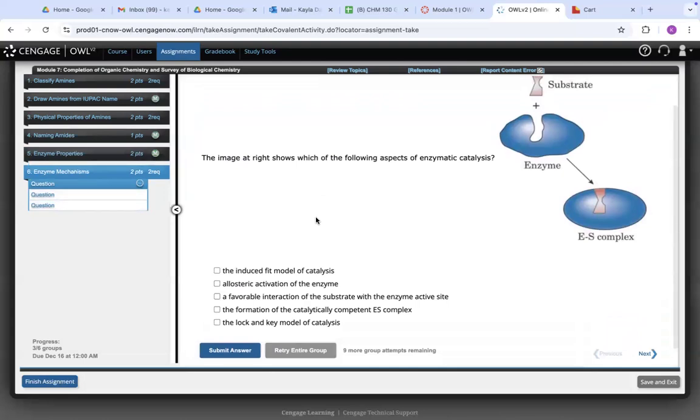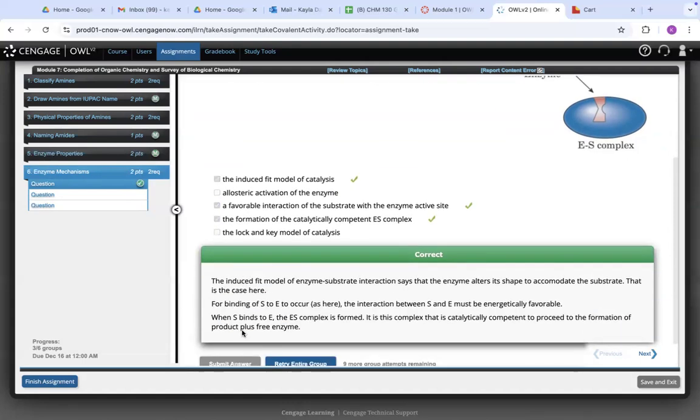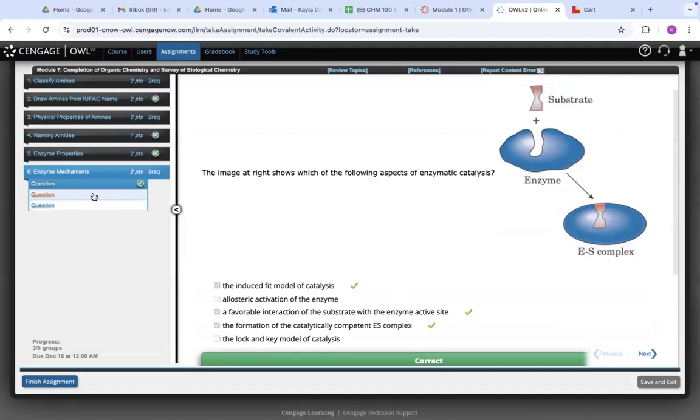All right, so here it looks like it's the induced fit model because it's not a perfect shape. So this is definitely the induced fit. Okay, we didn't talk about this, but it's not allosteric. Allosteric is when it has multiple active sites, so it's not that. It's a favorable interaction. Yeah, I believe it's favorable. It forms catalytically competent. Yes. And it's not the lock and key, so we're good there. Okay. Let's do another example.